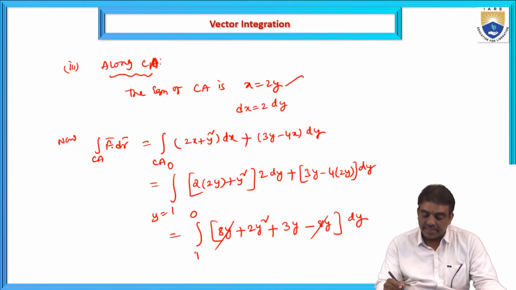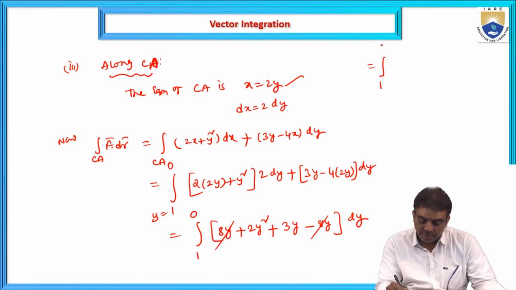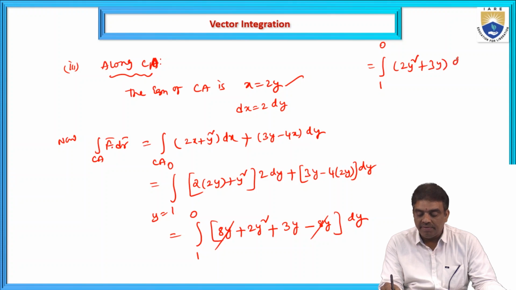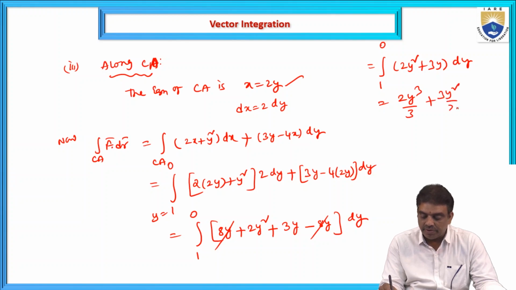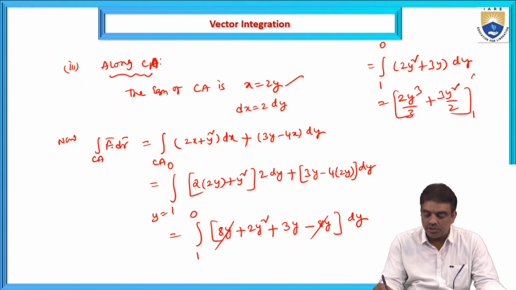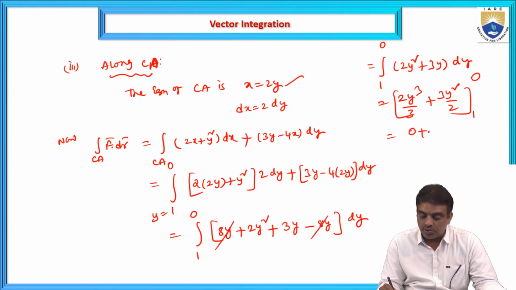Minus 8y plus 8y cancel. Integral from 1 to 0, 2y square plus 3y dy. So what is the integration? 2y cube by 3 plus 3y square by 2 between 1 and 0. On substituting the upper limit, both terms are zeros.